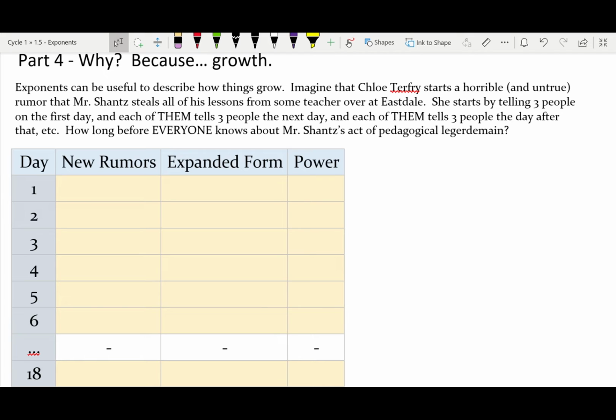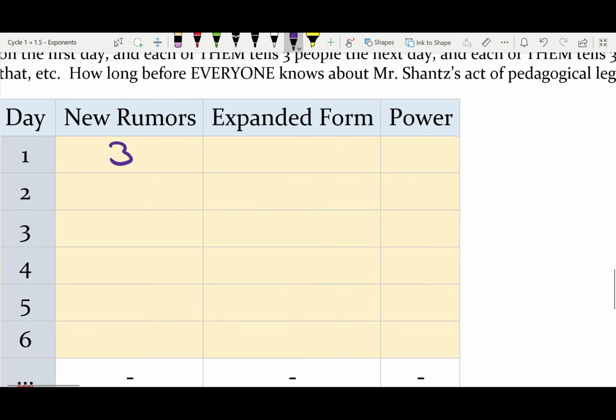Never happens. Anyway, she starts by telling 3 people on the first day. And each one of those people tells another 3 people. And each of them tells 3 people the day after that. So on day number 1, Chloe tells 3 people. So that's just equal to 3. So that's like 3 to the power of 1.